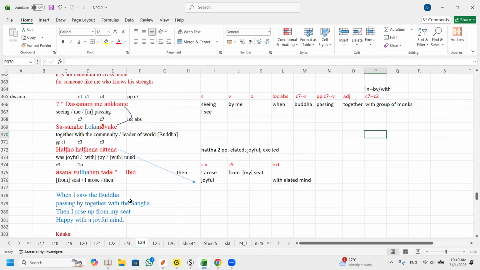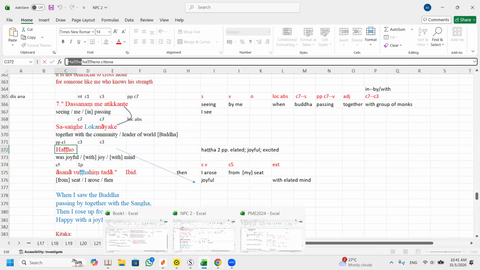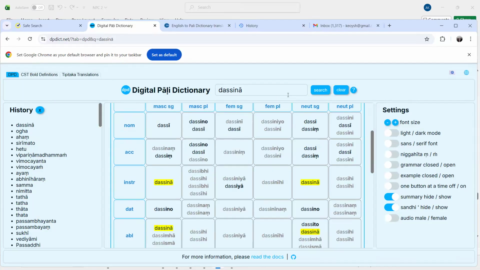Now come to the second one. Here, can you see hatto? Hatto, hatena. So here, hatena. Now, what you need to do, you must know this word, otherwise you cannot translate. You must know this word first, then get to see the meaning. Seeing the meaning, then you establish.